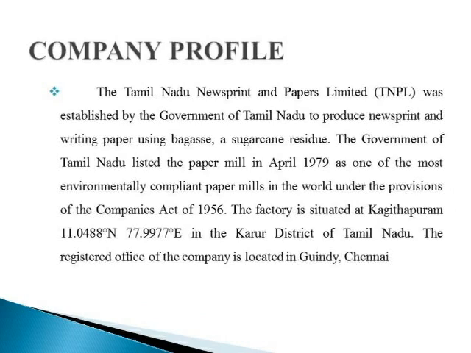Company profile. The Tamil Nadu Newsprint and Papers Limited was established by the Government of Tamil Nadu to produce newsprint and writing papers using bagasse, a sugarcane residue. The Government of Tamil Nadu listed the paper mill in April 1979 as one of the most environmentally compliant paper mills in the world under the provisions of the Companies Act of 1956. The factory is situated at Kagithapuram, 11.0488 degrees north and 77.9977 degrees east in the Karur district of Tamil Nadu. The registered office of the company is located in Guindy, Chennai.